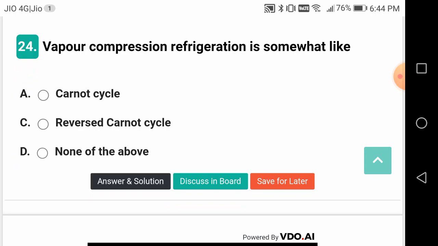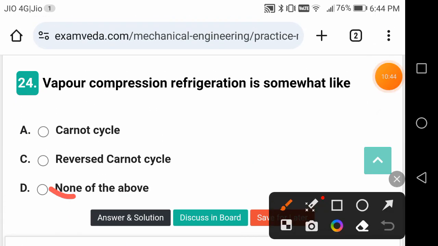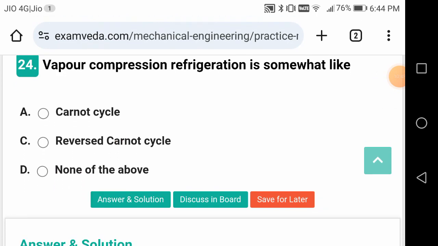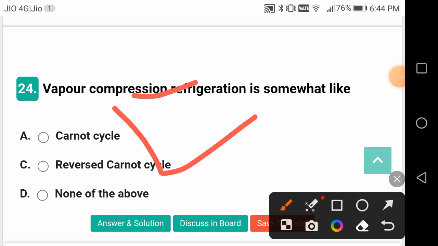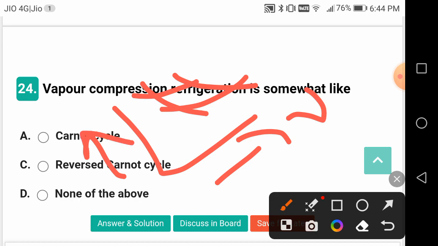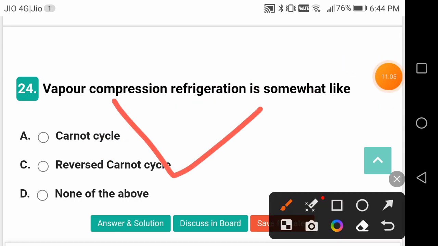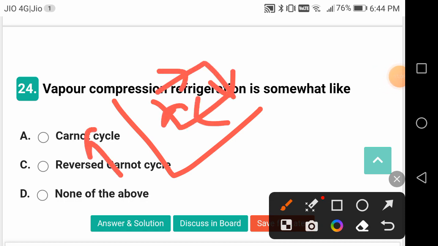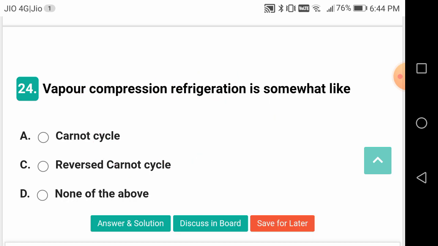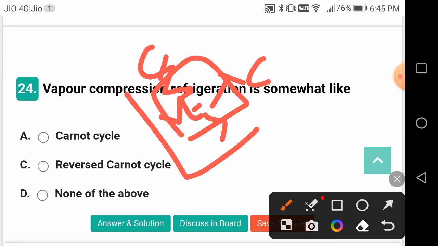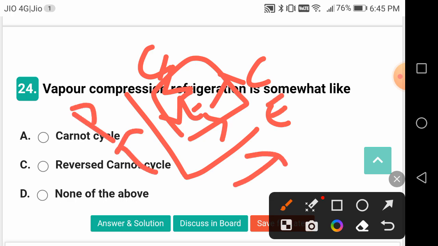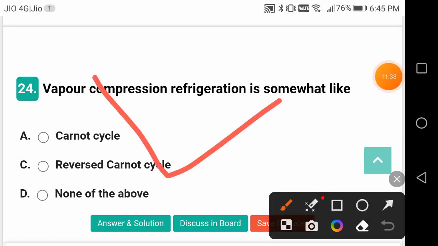Vapor compression refrigeration is somewhat like this. Is a good question, friends. None of the above. It is neither the Carnot cycle nor the reverse Carnot cycle, but something different. Why? Your Carnot cycle will be like this, TS diagram, PV diagram. But your vapor compression cycle is something like this on the TS diagram. What is this? This is the Carnot cycle. The reverse Carnot cycle will be like this, used in compressor, condenser, expansion and evaporation. This is the TS diagram for the reverse Carnot cycle, but the refrigeration cycle TS diagram will be something like this. It is not the same as that.